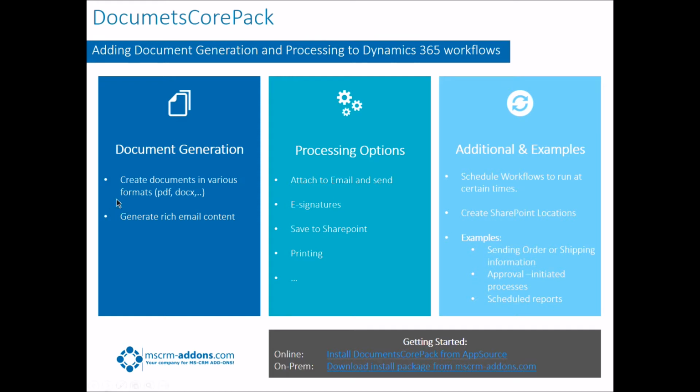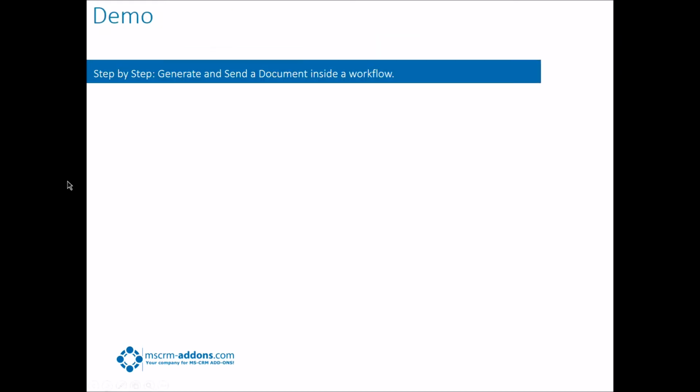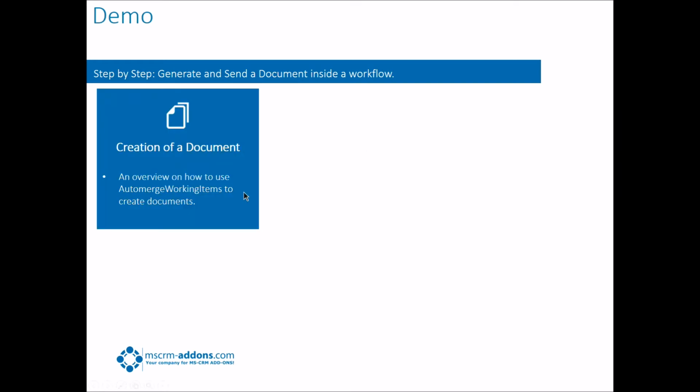So that's basically all the slides that I have today. The demo that we're going to go over is a step-by-step demo. I'm going to actually do this for you. We're going to generate and send a document inside a workflow. We're going to go over how you create documents in a workflow, and give you an overview of how to use the auto-merge working items to create documents, which is a little piece that we add there.